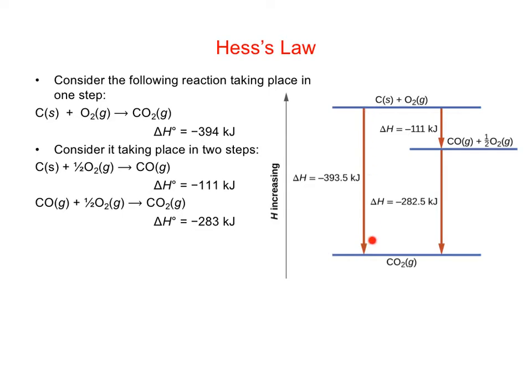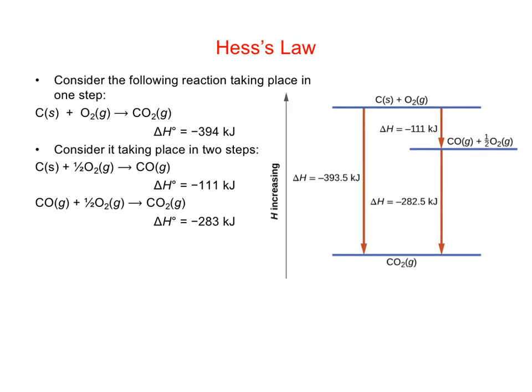But instead of doing it in one step, I could imagine doing this in two steps. If I reacted the carbon with half a mole of oxygen to produce carbon monoxide, and then take that carbon monoxide and react that with half a mole of oxygen to produce CO2, if I add the enthalpies of these two steps together that give the overall reaction, the enthalpy is going to be the same.